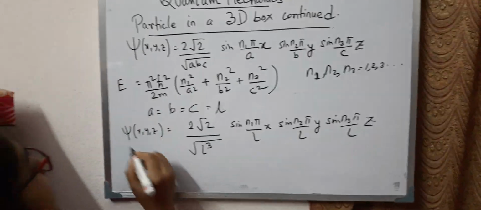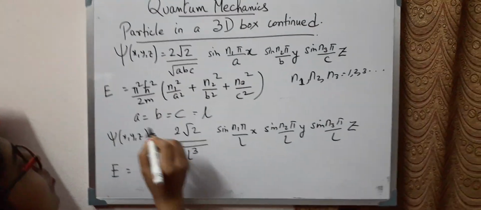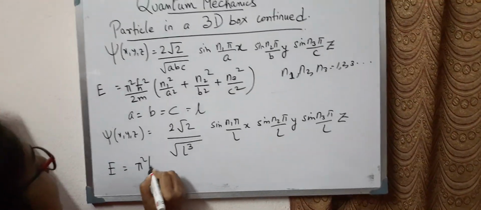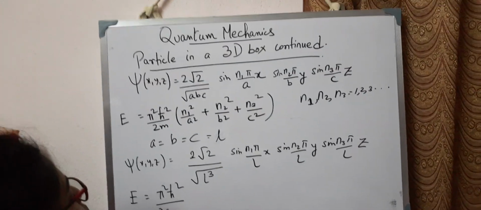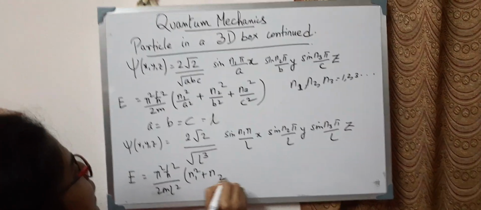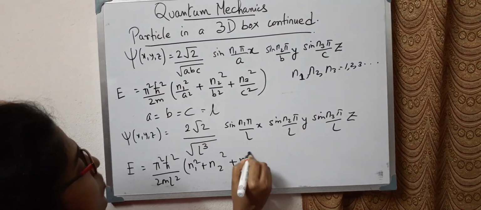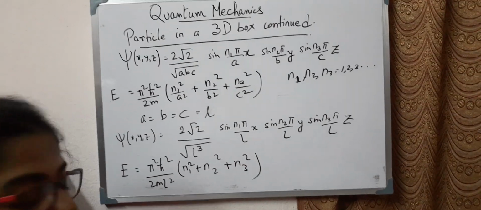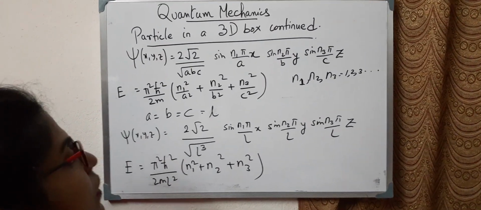And the energy eigenvalues here will be pi square h cut square by 2m L square into n1 square plus n2 square plus n3 square. Okay, this is how it will look if the particle is confined in a cube.